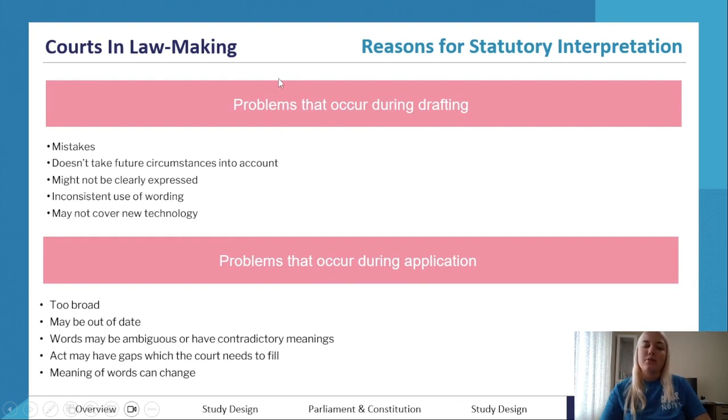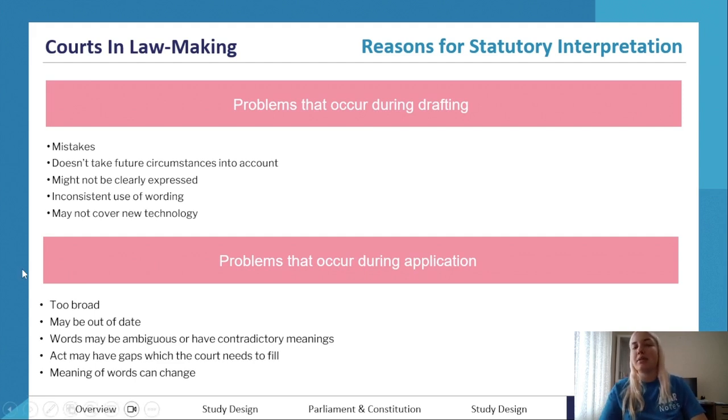So one of those reasons is problems that occur during drafting, and the other is problems that occur during application. Problems that occur during drafting are probably the most common, because think about it, an act is a very, very long piece of law. I don't know if you've ever read an act, but it can be hundreds of pages long. It goes through a rigorous process when it's being drafted, and it's very common for there to be a mistake or inadequacy or circumstances that Parliament did not think about.